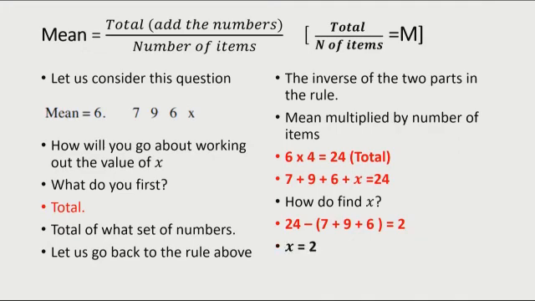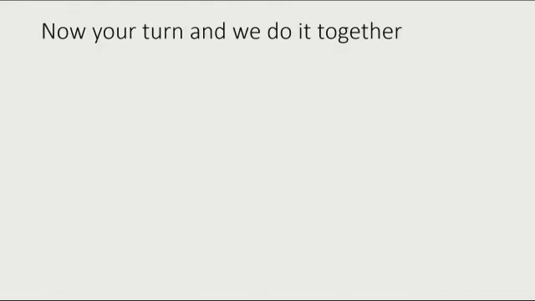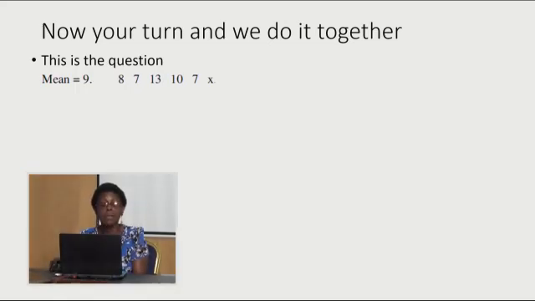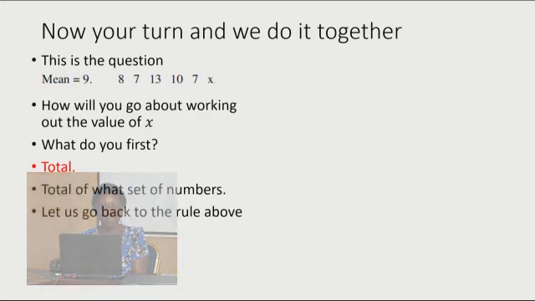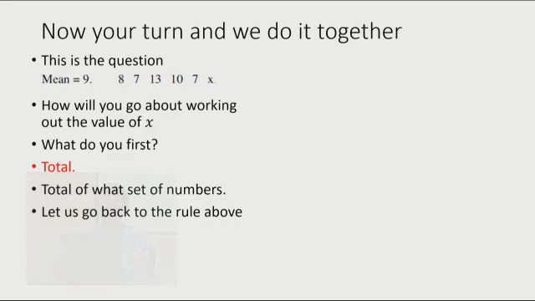Let's have another example. That's the question. The mean is 9. The numbers are 7, 8, 7, 13, 10, 7, and I'm missing number X. How will you go about it to work out the value of X? What do you do first? Remember we said the total first. Total of what set of numbers? Total of the 6 numbers they're given.